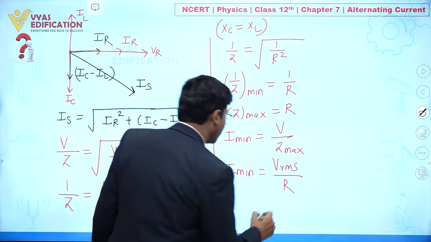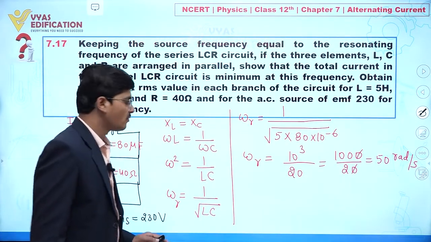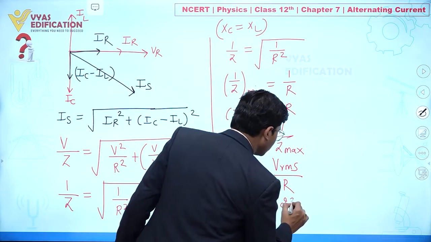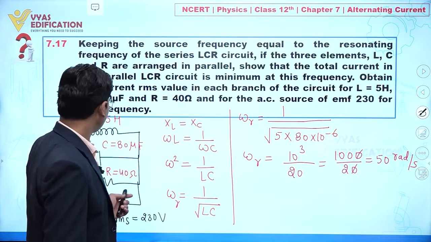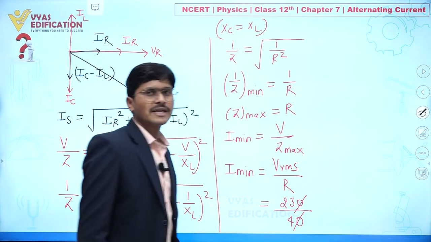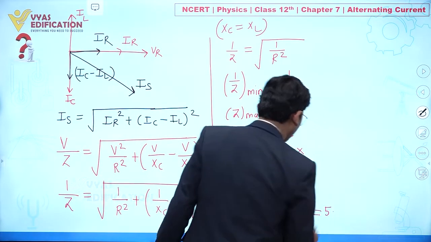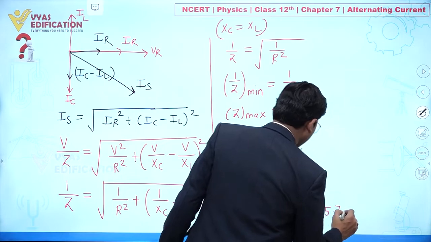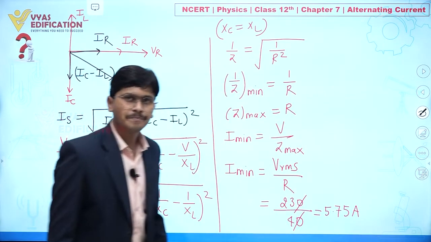Now in this question V RMS is given as 230 volt, so this is 230 divided by R. R value is given as 40 ohm, so this is 230 divided by 40, where the zeros cancel out, clear. So this is equal to 5.75, clear. So we can say this is 5.75 ampere, clear.